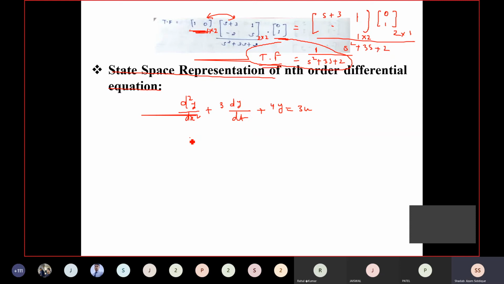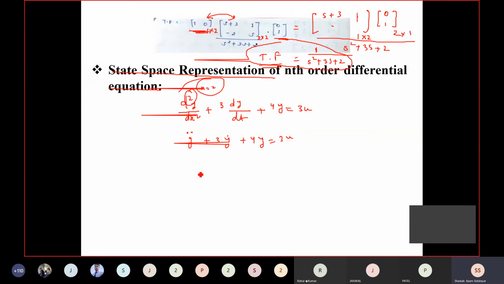Now this will take y double dot plus 3 y dot plus 4y, which is equal to 3u. Okay, now what was the assumption? What is the n here? Anyone please? Already we have studied all these. This is the nth order differential equation. This is second order differential equation. n equal to 2.